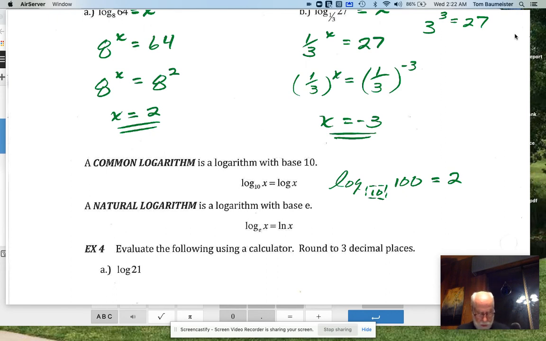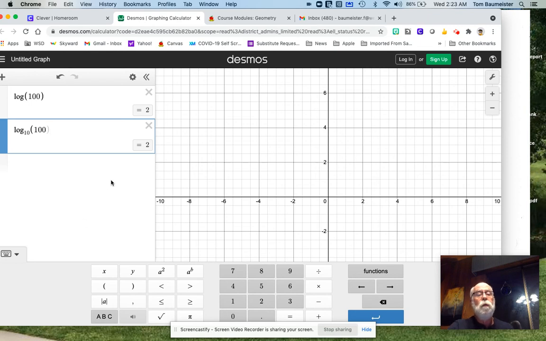Okay. And then a natural logarithm is a logarithm with base e. So again, what we'll see there is we can say that the natural log of 10, and I'm going to show you again on the same thing, I'm just using 10, and I'll tell you that's 2.303. All right, so I'm going to do the same thing on that real quick for you.